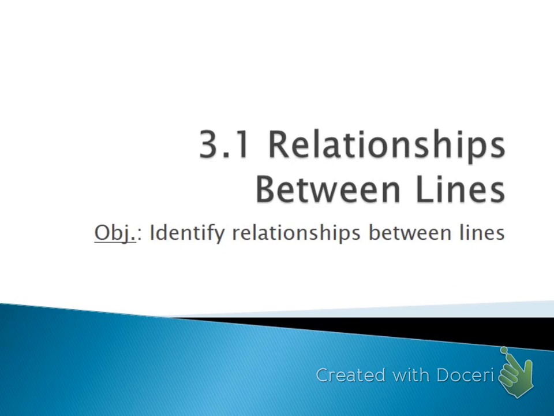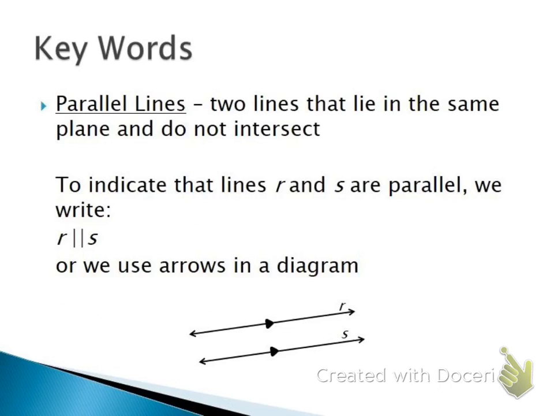We are starting chapter 3. Today we are going to talk about relationships between lines. Our objective is to identify relationships between lines. Alright, our first word is parallel lines. 2 lines that lie in the same plane and do not intersect.